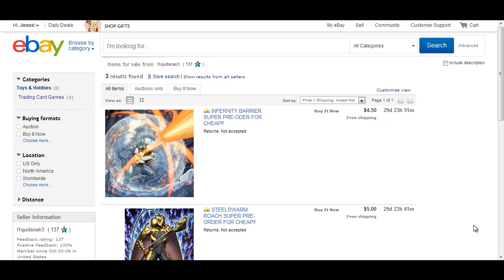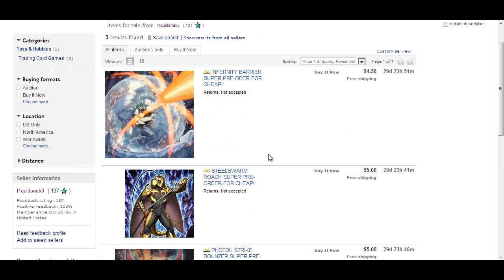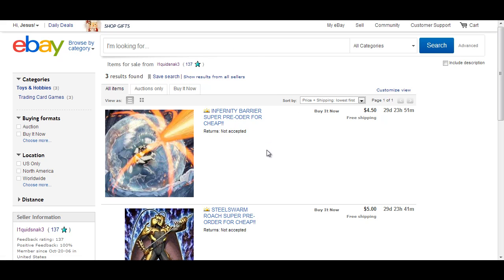I'm selling some pre-orders, once again, for Infinity Barrier. I forgot to change it. This is pre-order Steel Swarm and Photon Strike Bouncer. As you can tell, try to look up anywhere else. They're probably like $8 a piece. I'm selling them for $3 less: $5 and $4.50. So, buy some guys. Hopefully, it's a good price. I'm hoping to sell a good amount. If I keep selling good, I'll probably keep selling more and more and more. So, check it out for you guys.